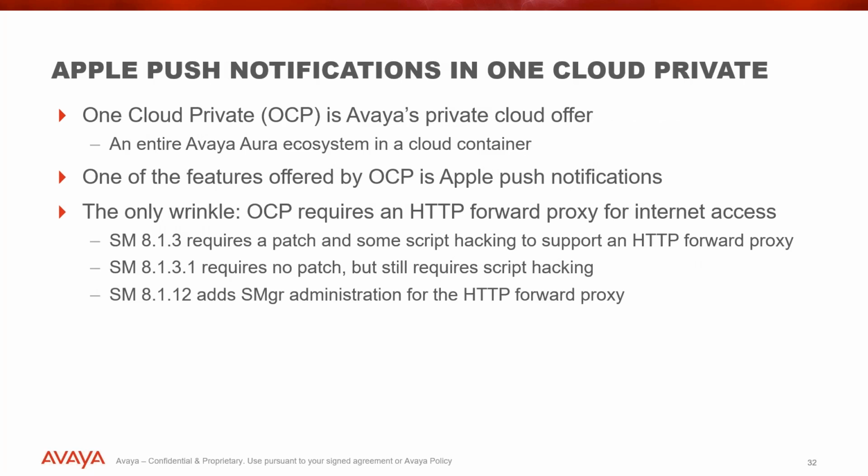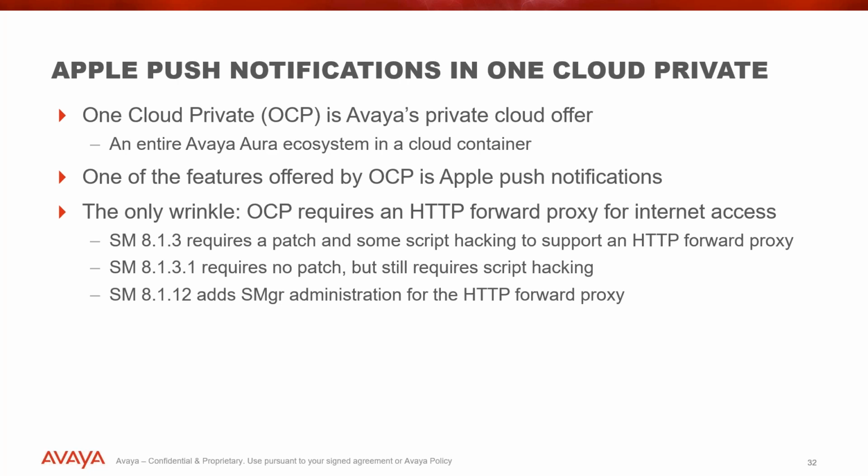Let's talk a little bit about the cloud. Avaya's new cloud offer is called OneCloud Private. The basic idea here is that you've got an entire Avaya Aura ecosystem in a cloud container. So you don't have a rack of servers on your premise. Instead, it's all in Avaya's private cloud. One of the features offered by OCP is Apple push notifications. Obviously, there's a bunch of other features, but we've been doing trials with Apple push notifications in the cloud.